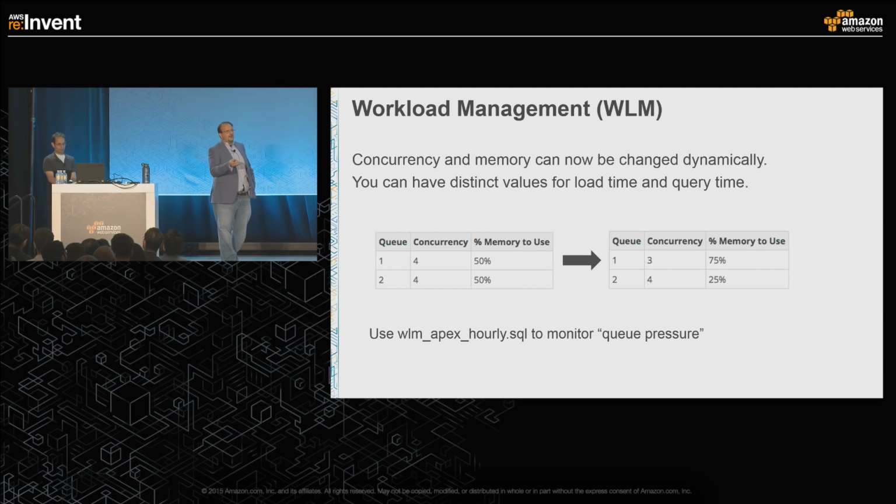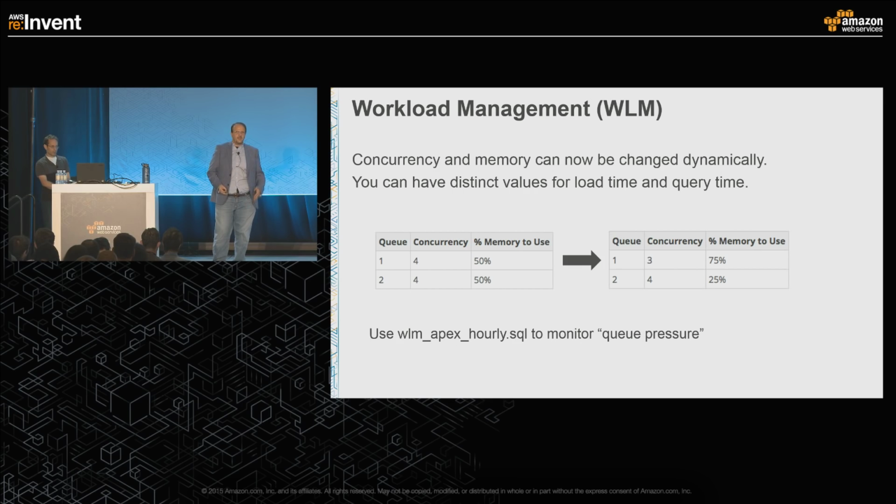And now that we allow you to change the memory and the concurrency of the workload management on the fly without bouncing the cluster, you can change those parameters throughout the day. For example, when you start your load process, you give more memory to queue number 1 there. And then when your ETL ends, you go back to 50-50, for example. It's just an example, right? Now, this is all to point you to a particular location and where to look.